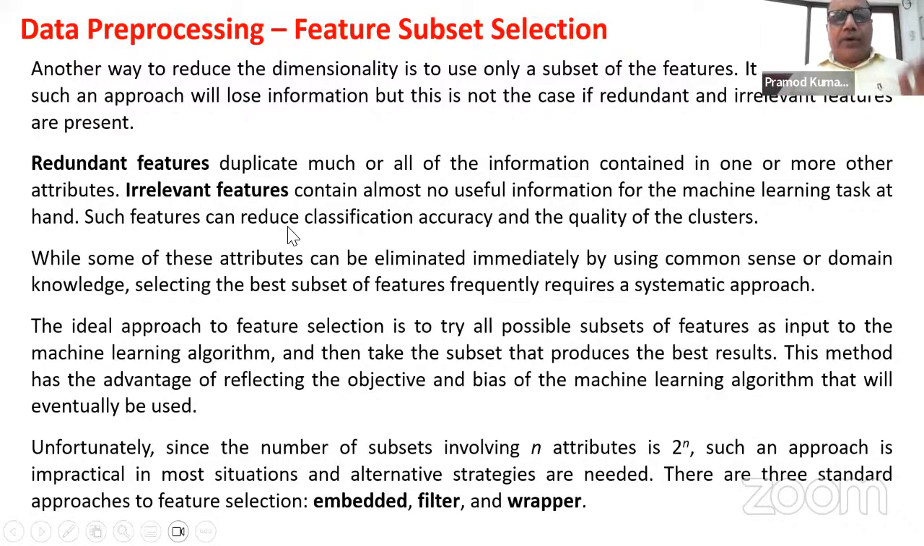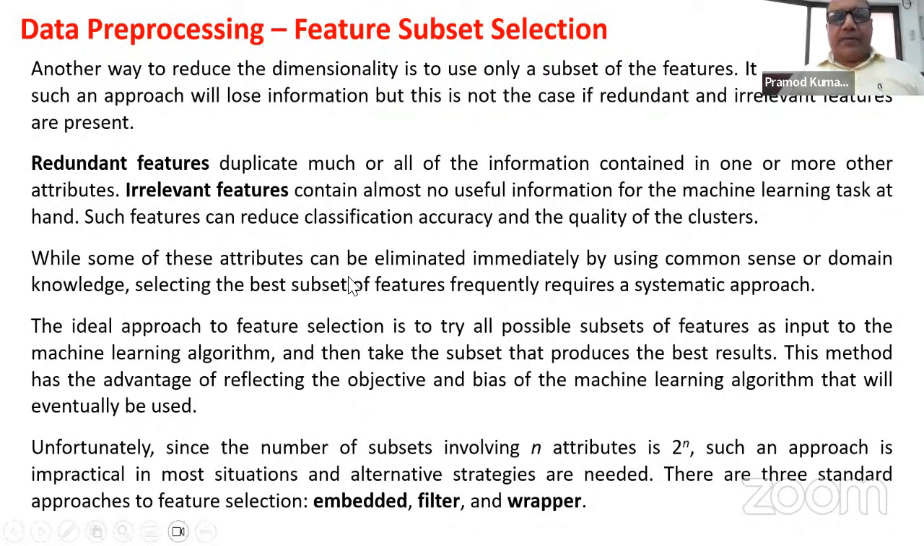And the other, more important aspect is that such features, meaning the irrelevant and the redundant features, can reduce the classification accuracy and the quality of the, it is written here, the clusters. Please read it as the quality of the algorithm, any algorithm at hand. The irrelevant and redundant features not only hinder the algorithm, they deteriorate the accuracy also. If those features are present, the algorithm will give bad results. If they are not present, the algorithm will give better results.